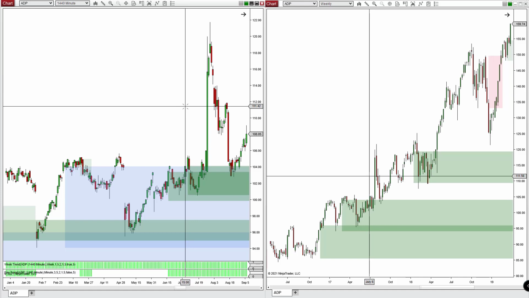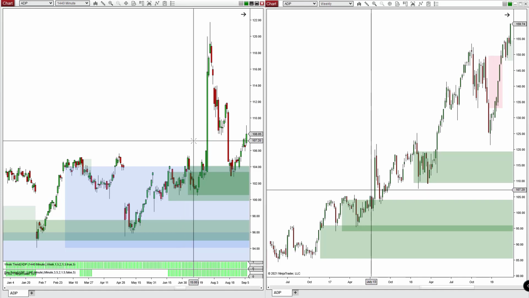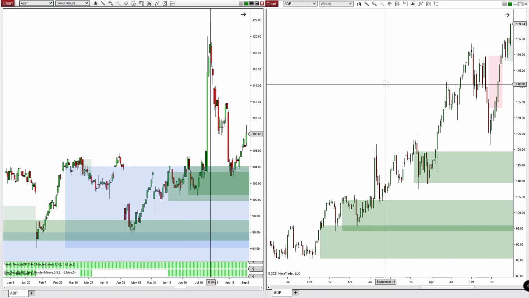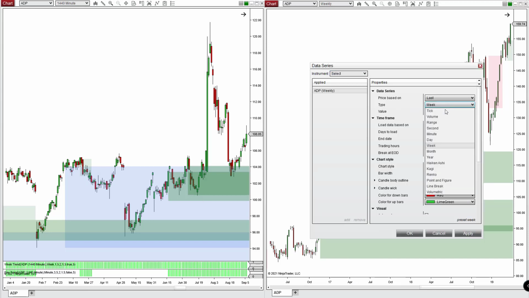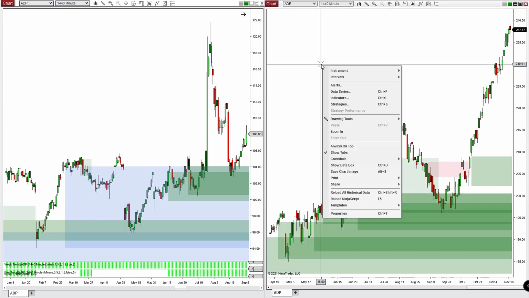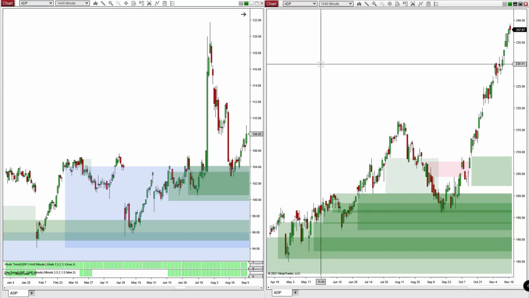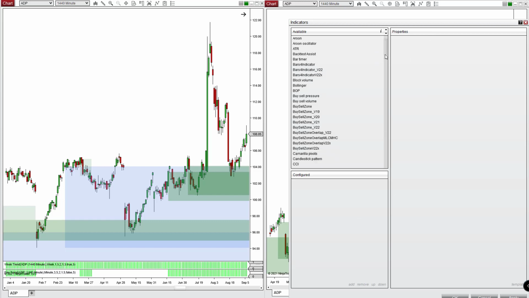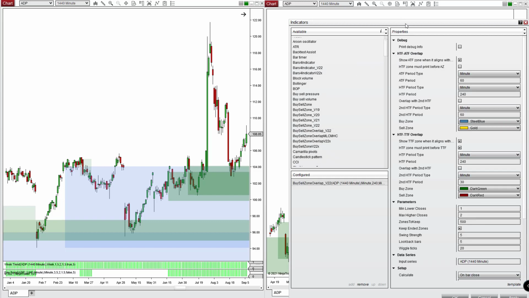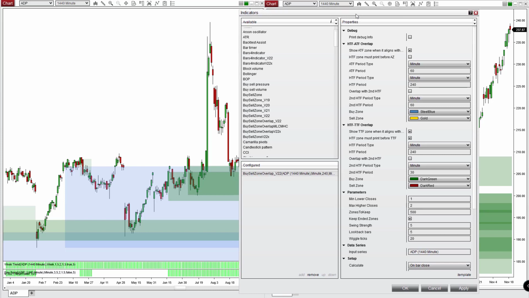Now, we can actually take this a step further. Let me show you what I'm talking about. I'm going to take this chart, and I'm going to turn this into a 1440 minute. Okay, so now what I'm going to do, I'm going to remove the buy sell zone. But here's what we're going to do. We're going to do the overlap. Here's where it gets fun. So I can actually take the overlap.